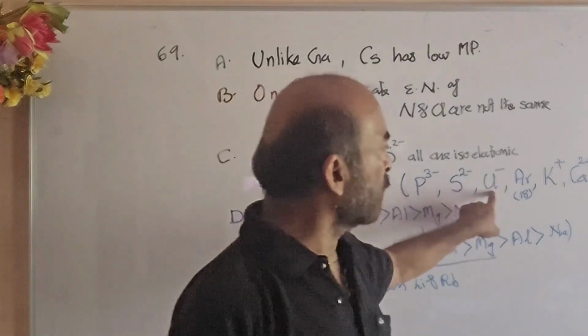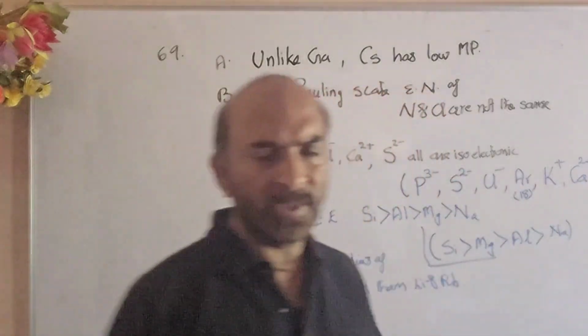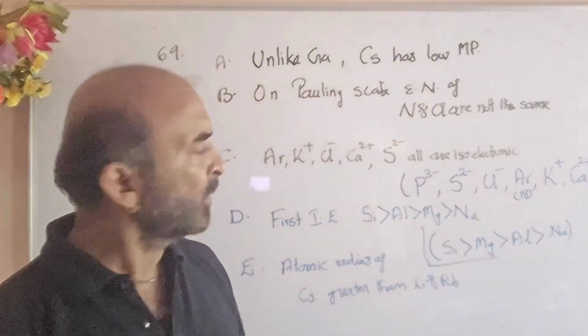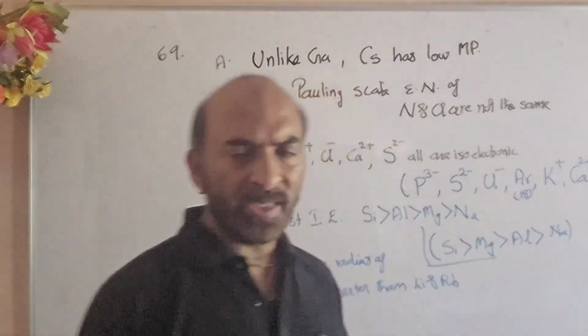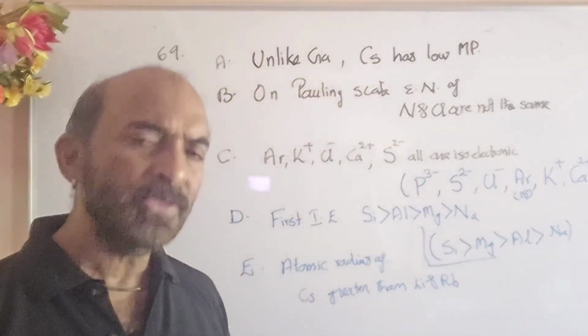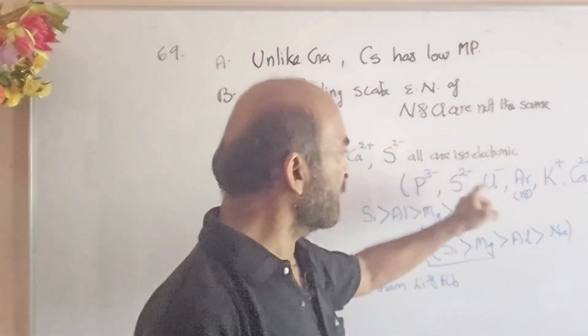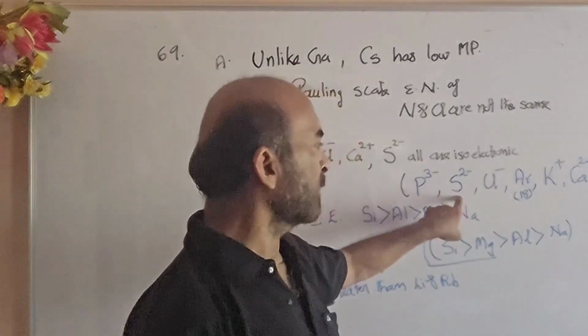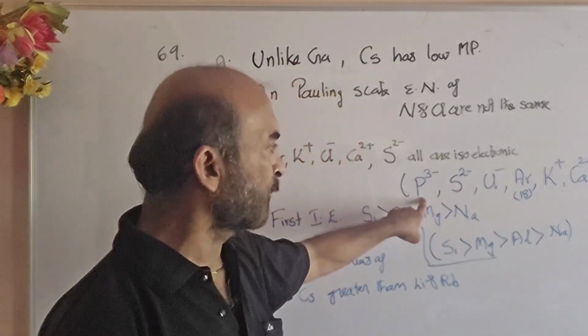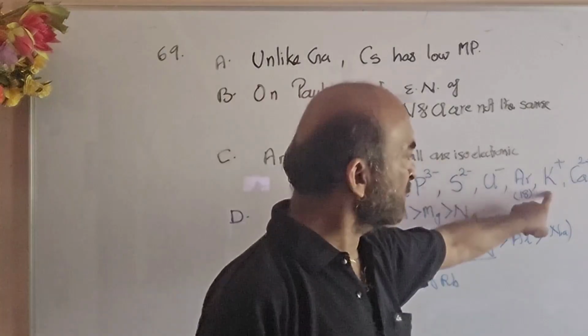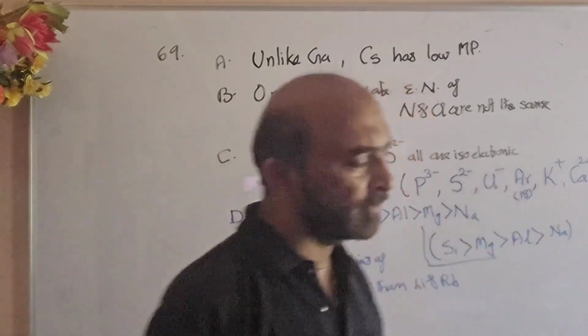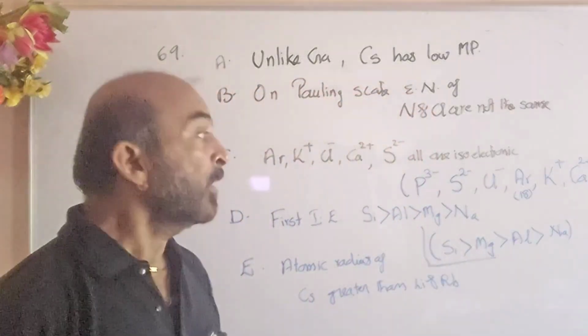Phosphorus, sulfur, chlorine, argon, potassium, calcium. These are sequential elements in the periodic table. The middle element argon has 18 electrons, as it is the 18th element. So the previous elements, chlorine will have 17, sulfur will have 16, phosphorus will have 15. The following elements, potassium will have 19 and calcium will have 20 electrons, isn't it?